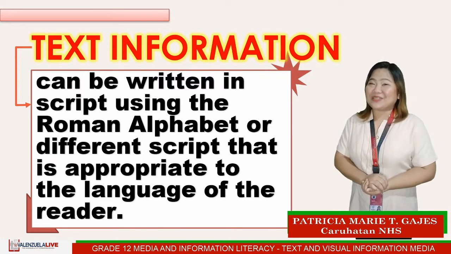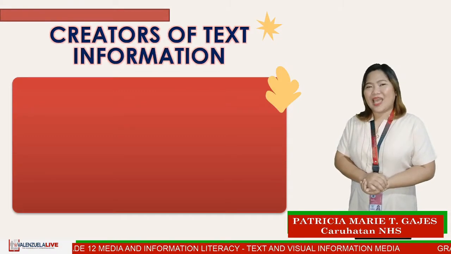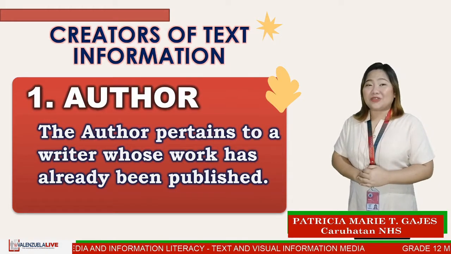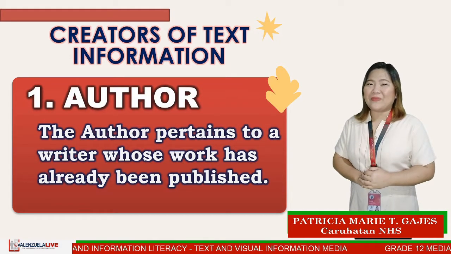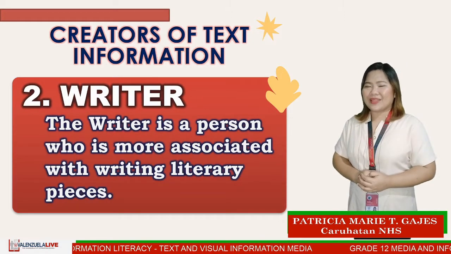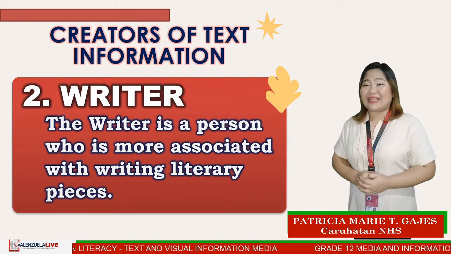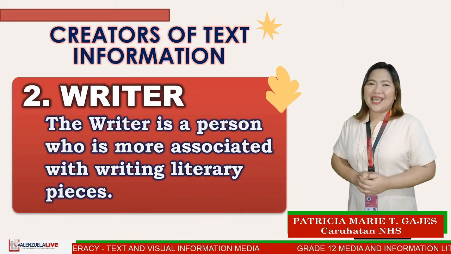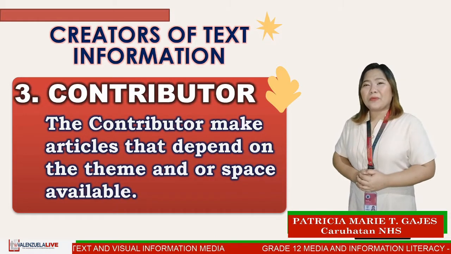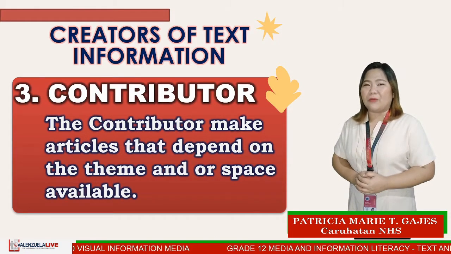This time, let us talk about the different creators of text information. Number 1, author. The author pertains to a writer whose work has already been published. Number 2, writer. The writer is a person who is more associated with writing literary pieces. Number 3, contributor. The contributor makes articles that depend on the theme and or space available.